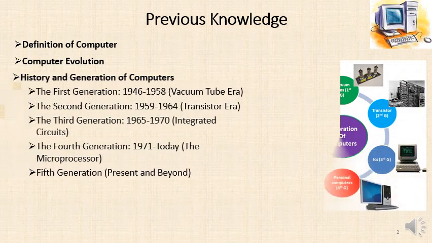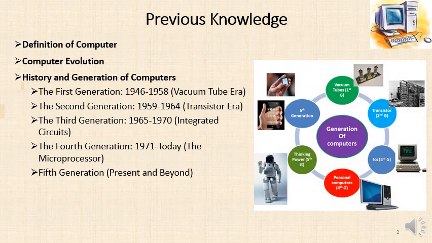Okay, first of all, some of the previous knowledge. In the previous lesson we defined computer. Further we talked about the computer evolution, and at the end we discussed the history and generation of computers, in which we studied that the first generation computers were the vacuum tube era from 1946 to 1958. The second generation was the transistor era, and integrated circuits were used in the third generation computers.